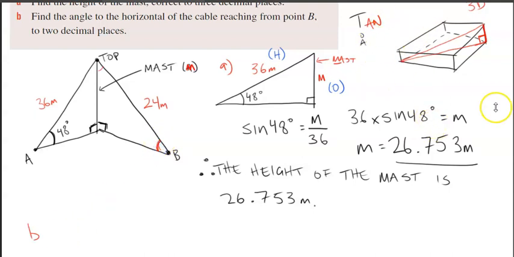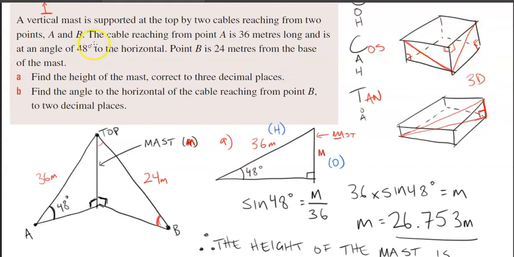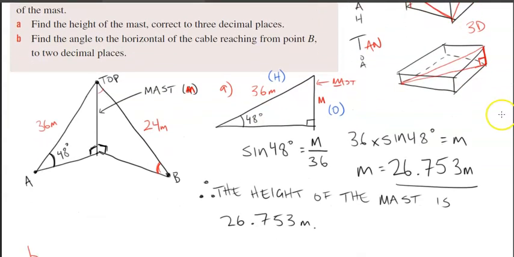Now, even I make mistakes. I've just noticed, I've reread the question again, and I've seen here that I've got some of these 2 facts mixed up. It says the cable reaching from point A is 36 meters long, which is that angle or line there. And point B is 24 meters from the base of the mast. So it's not that line there, it's actually this line here, 24 meters.